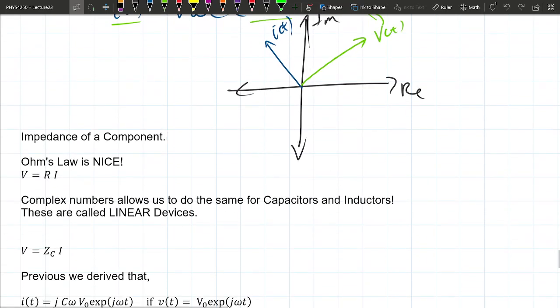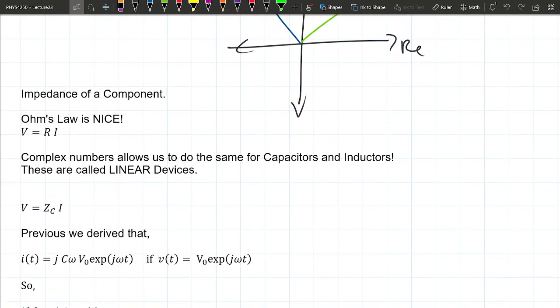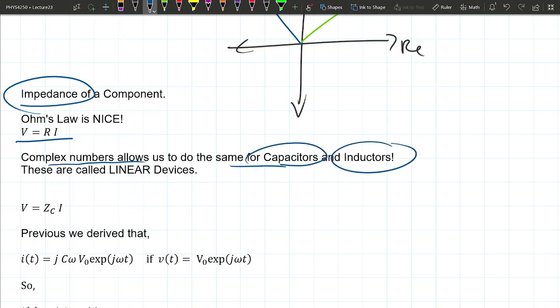Can I do another 3-4 minutes just to wrap up this impedance thing? Now that we have imaginary numbers, I can actually show you what this thing is called, the impedance. So Ohm's law is nice: V equals Ri, whatever that is. The complex numbers allow us to do the same thing with capacitors and inductors.